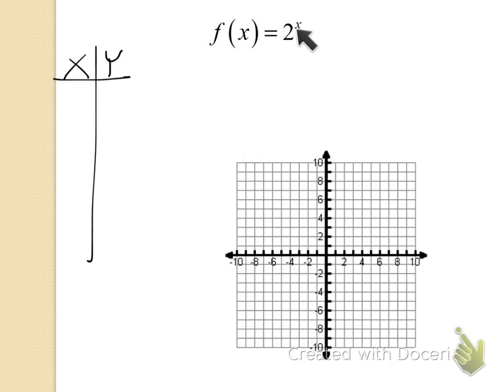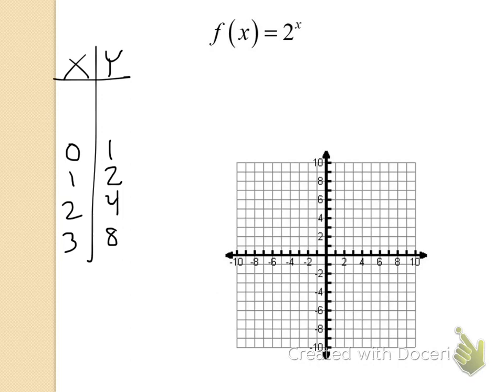What's 2 raised to the 0 power, guys? 1. So I'm going to put that right there. So go down a little bit. And then we're going to recognize that it's going to take off exponentially. So what's 2 raised to the 1? 2. And 2 squared is? 4. 2 cubed is? 8. And we don't even have to write all those. And 2 to the 4th is 16. It's going to take off exponentially. Y'all with me? Now let's plot just those points. Let's just start with those points.